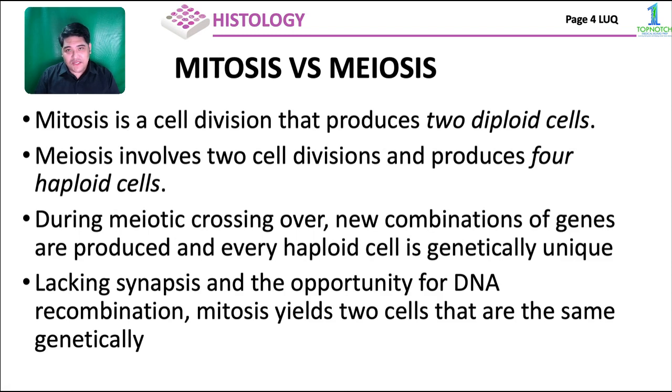So let's try to differentiate mitosis versus meiosis. Mitosis is a cell division that produces two diploid cells. Ang meiosis nyo naman involves two cell divisions and produces four haploid cells. Okay, so during meiotic crossing over, new combinations of genes are produced. And every haploid cell is genetically unique versus your mitosis, your daughter cells there are identical to the parent cell.